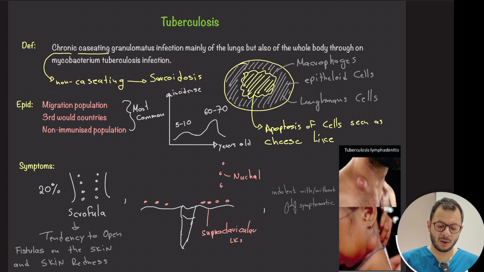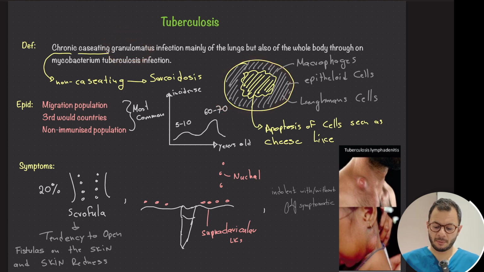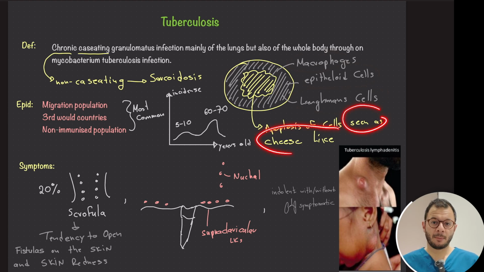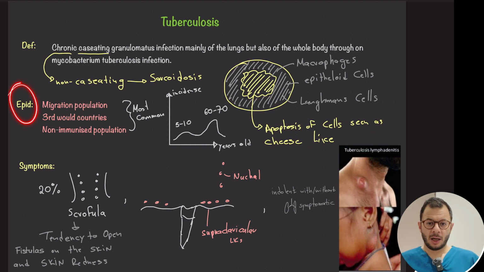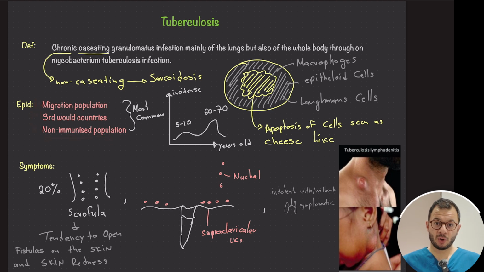So what do we mean by granulomatous? The granuloma is a tissue formation that's comprised of macrophages, epithelioid cells and Langerhans cells on the outside, and then on the inside, due to the apoptosis of the cells, we see a cheese-like material in the macroscopic view. Now, epidemiologically, tuberculosis is seen more in migrating populations, third world countries, and non-immunized or immunodeficient populations, with the most common incidence at 5 to 10 years old or 60 to 70 years old.